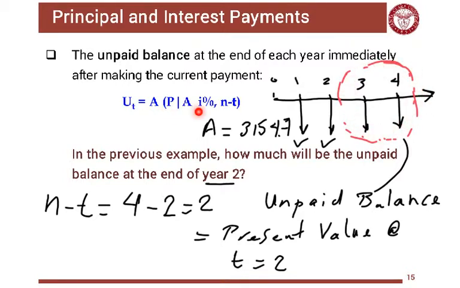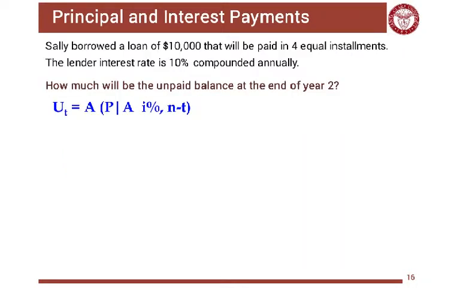So it's the present worth of annual I%, and then n minus t, 4 minus the 2 that you made before, then it's 2 remaining, and you calculate the value of the unpaid balance. The unpaid balance at the end of the second year, you don't have to do all that. You have the formula for now.